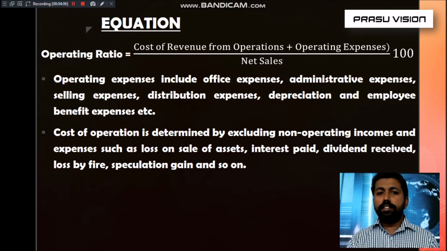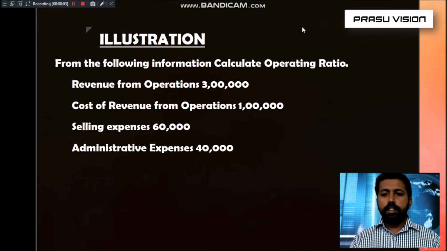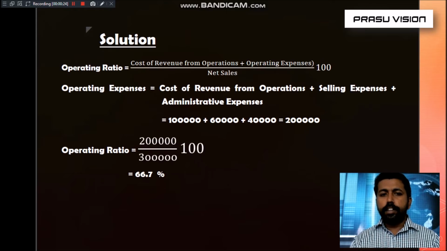So the equation is cost of revenue from operation plus operating expenses divided by net sales into 100. By solving one problem, we will learn how to calculate operating ratio. In this question, revenue from operation is given as 3 lakh. That means net sales is given as 3 lakh. Cost of revenue from operation is given as 1 lakh. Selling expense and administrative expense are also given. So let us learn how to calculate the operating ratio.